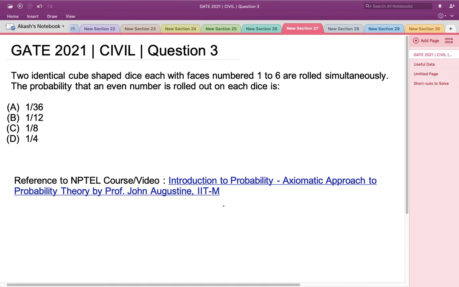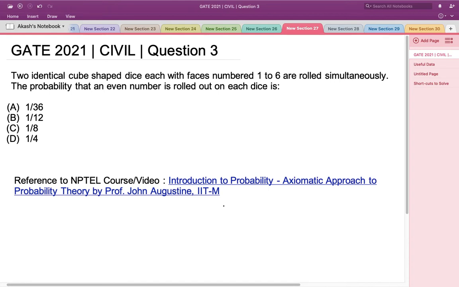Hello everyone, this is the question asked in GATE 2021 Civil Engineering Set 2. Two identical cube-shaped dice, each with faces numbered 1 to 6, are rolled simultaneously. The probability that an even number is rolled out on each dice is. So, we have been given two dice and they both are rolled together. Now we have to determine the probability that an even number pops up on both the dice.